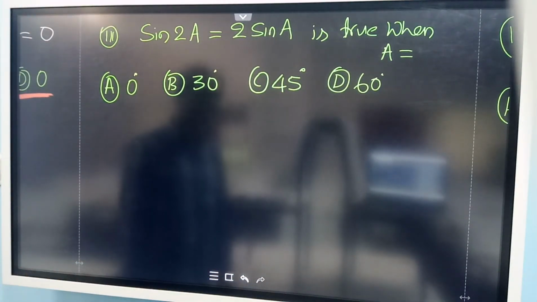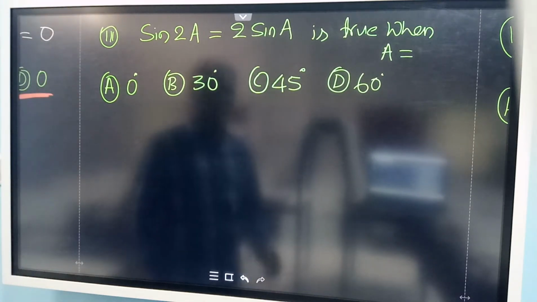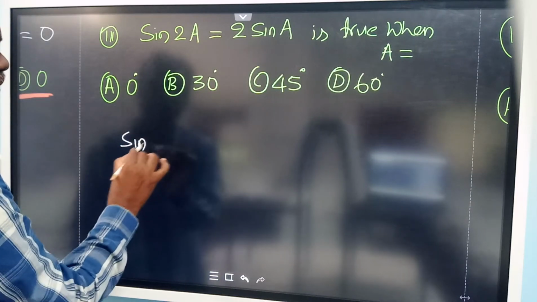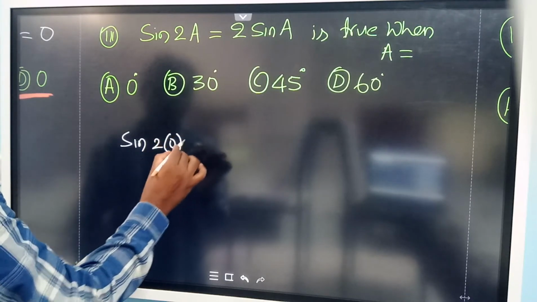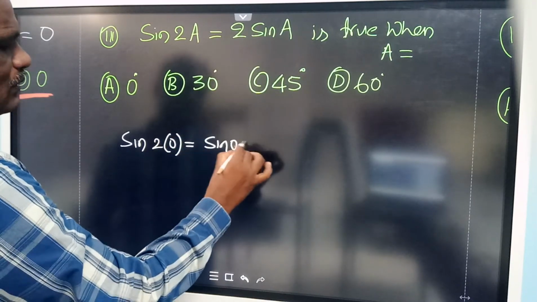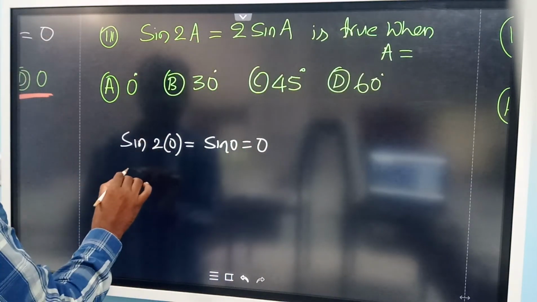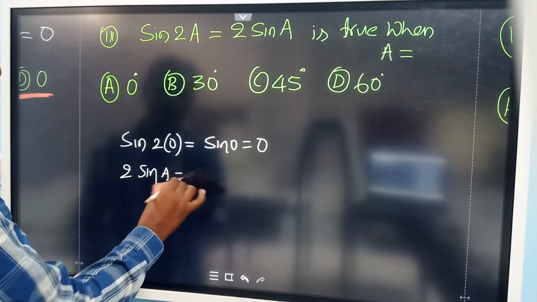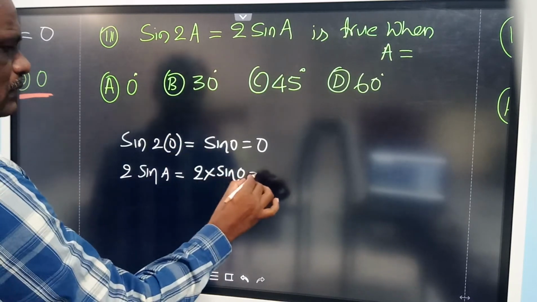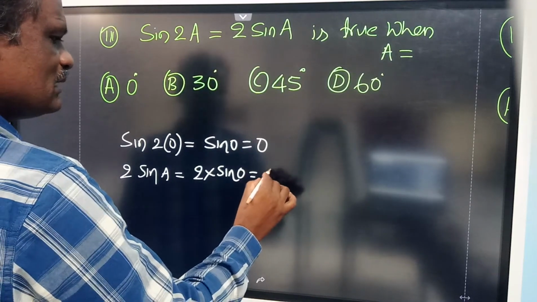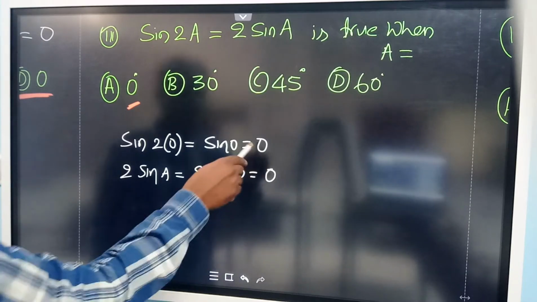Sin 2a is equal to 2 sin a is true when a is equal to what? Sin 2a means 2 of this angle. If I put 0, what happens? Sin 0. What is sin 0? It is 0. Now you take this 2 sin a, 2 into sin 0. So it is 0 only. So this is true. When a is equal to 0, both are the same.